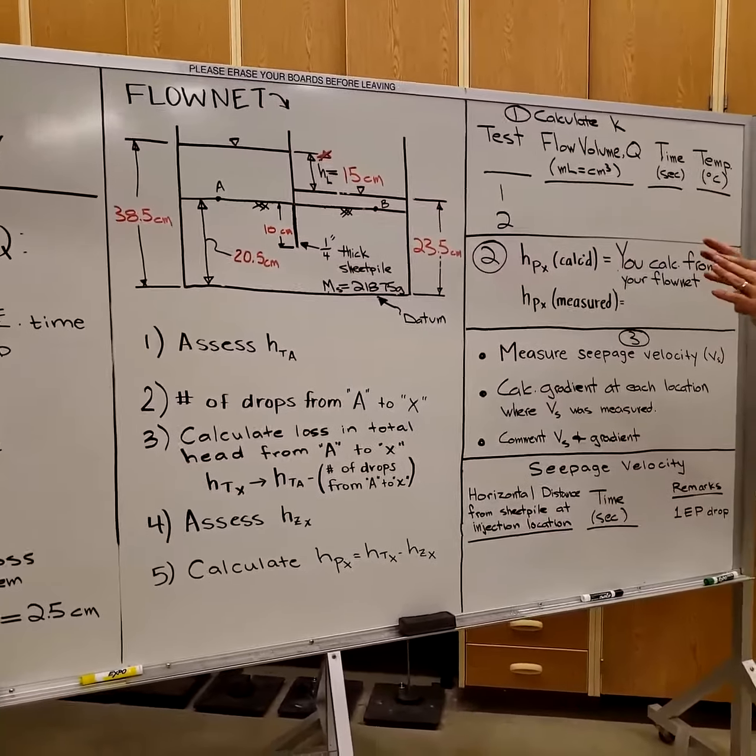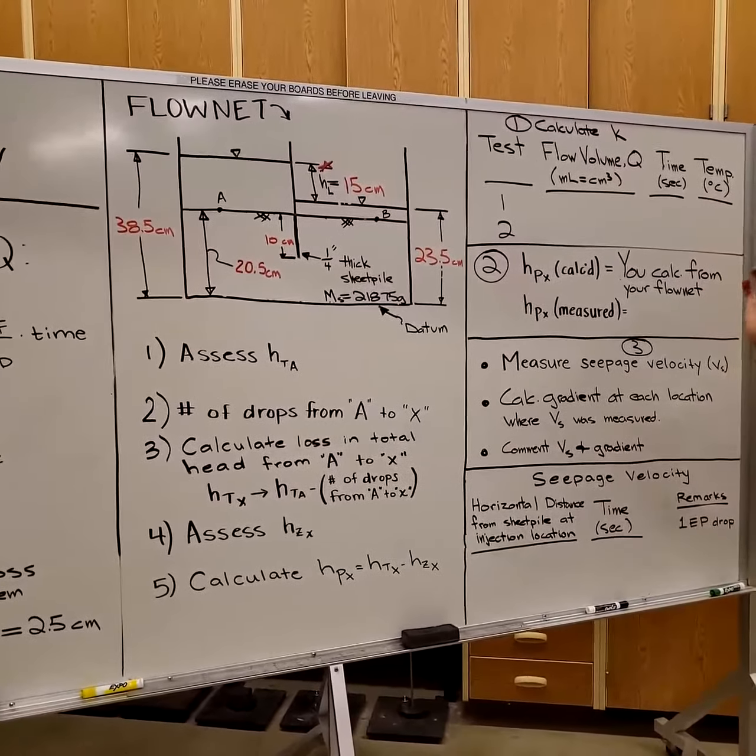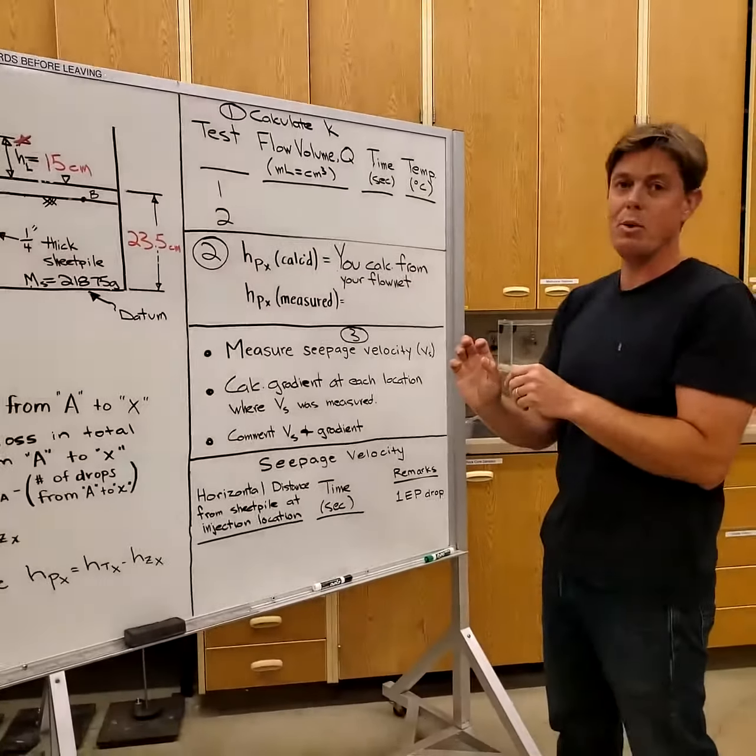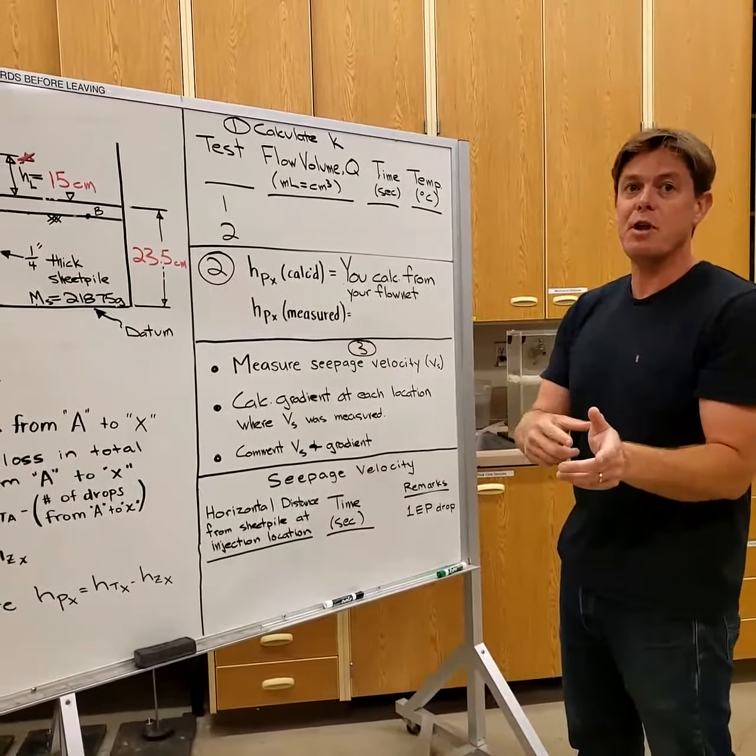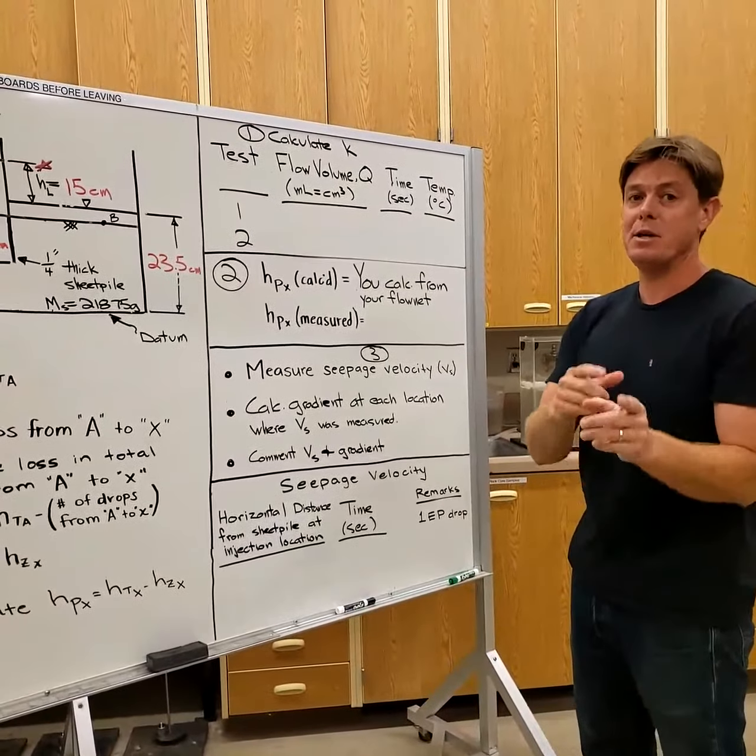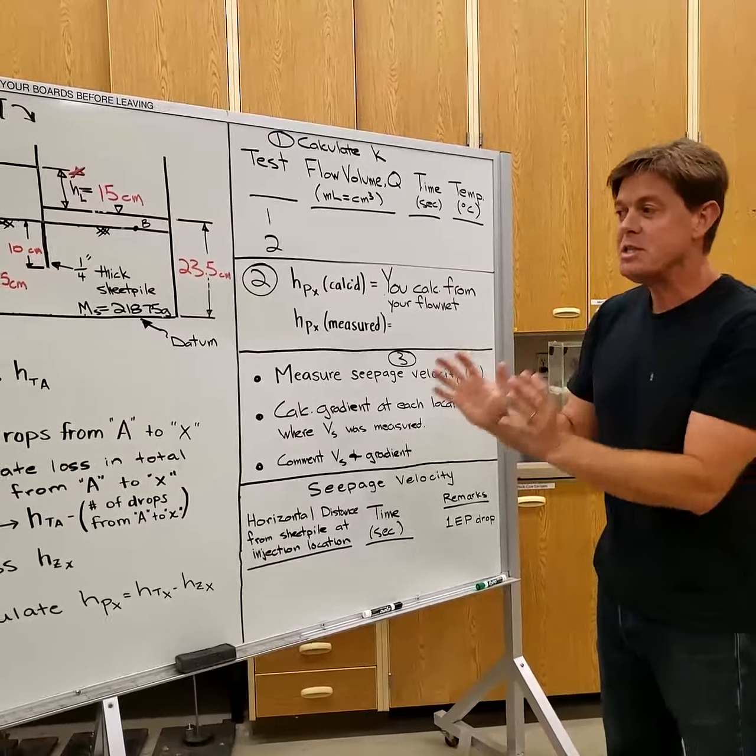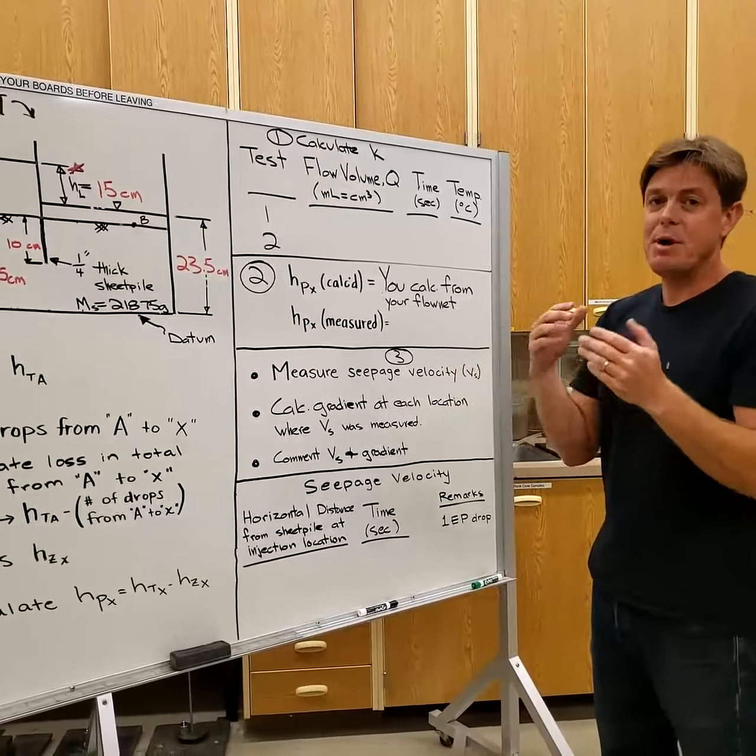So make sure you have those dimensions and sketch your flow net, because you're going to turn that in with the report. You're going to turn in your own sketch of your flow net, and you're going to do some calculations based on your unique sketch. They should all look the same, but get some practice drawing them.